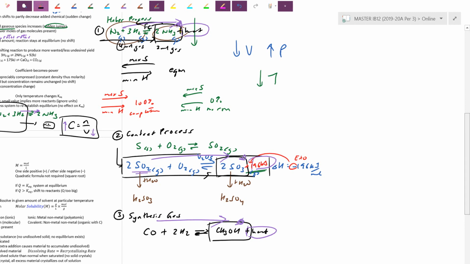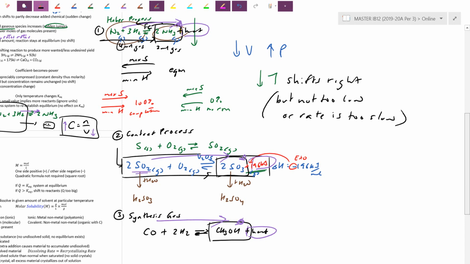Now remember the favorite question here. Yes, you want decreased temperature. These ones here will end up shifting it to the right. And yet be careful, but not too low or the rate is too slow. Right. Remember, we're running a business here. Chemically, by lowering the temperature, it pulls it to the right. As it pulls it to the right, it's supposed to be producing more product for you. But if it's too slow, you're also having another problem, that is actually not creating a bunch of chemical.